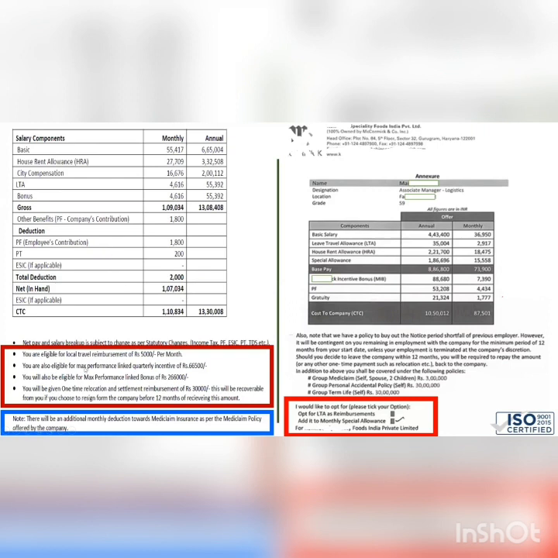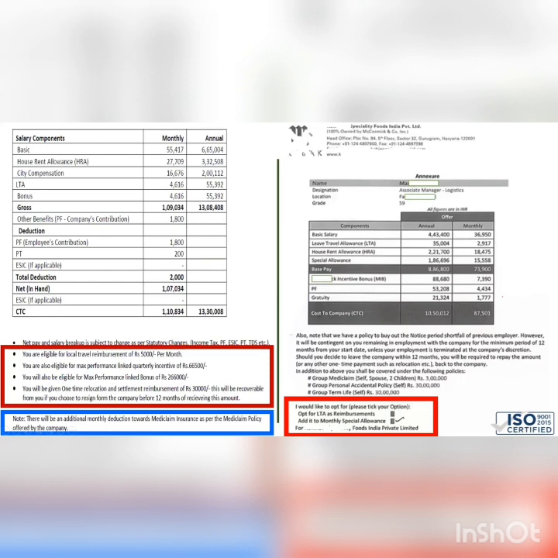How come? If you notice here, the company is offering these kinds of benefits over and above the salary of the employee. The company is saying that you are eligible for local travel reimbursement up to this amount, and a maximum performance-linked quarterly incentive up to this amount. They are also giving a one-time relocation reimbursement of up to 30,000 rupees. So this is a good example of a complete compensation and benefit structure.